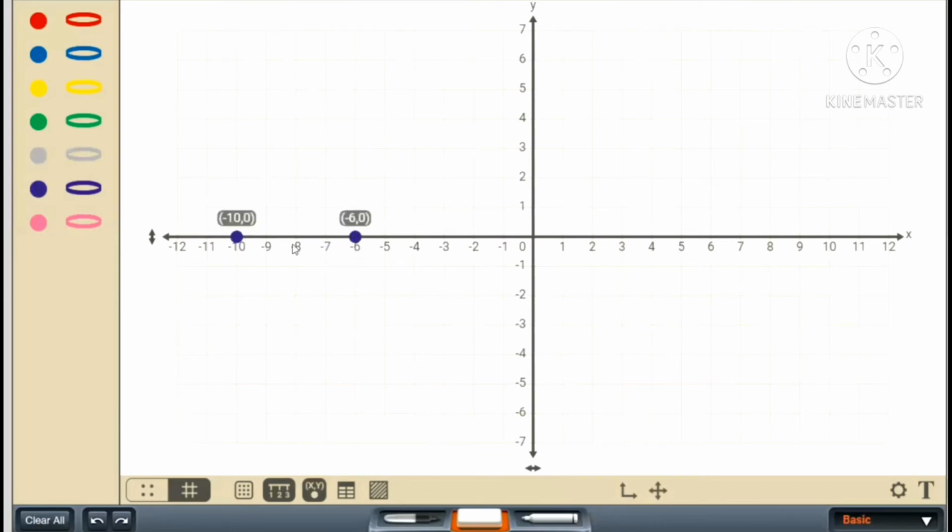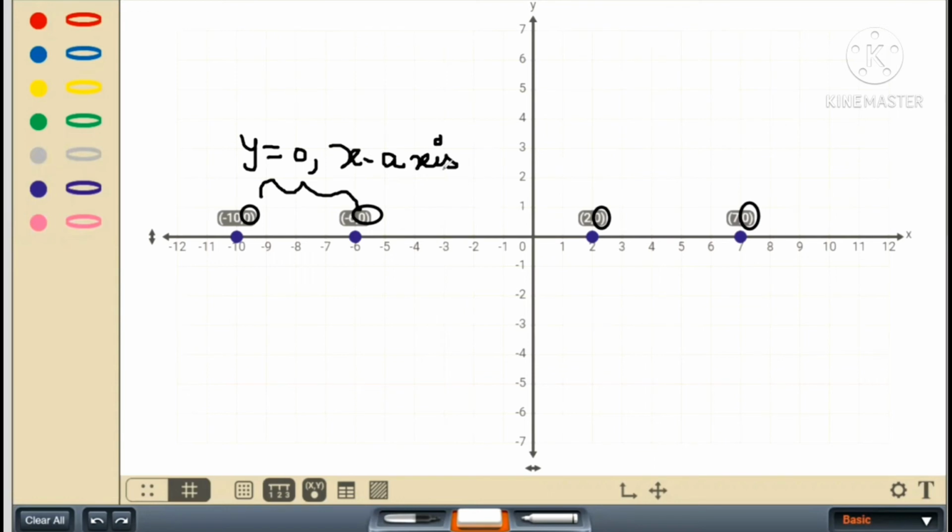Now, if a point is not lying in a quadrant, suppose it lies on a line, I'm giving 4 purple points on the x-axis. You can see them on the x-axis. Let's see how to identify them. What do you see commonly in all 4 points? Yes, y is equal to 0. That means when the y coordinate is 0, definitely those points will lie on the x-axis.